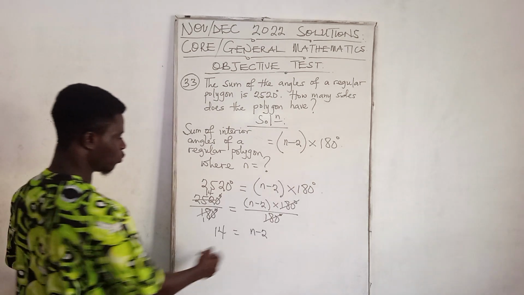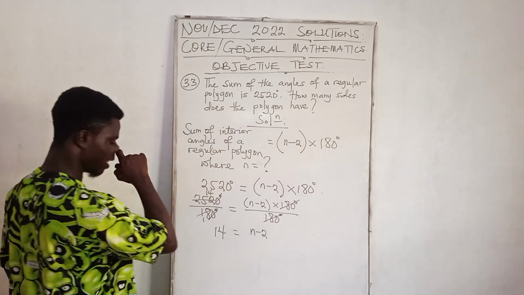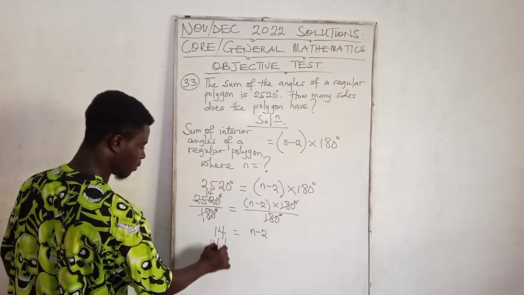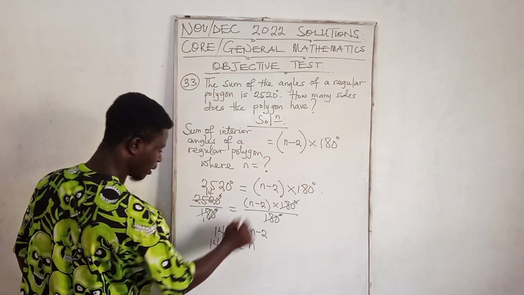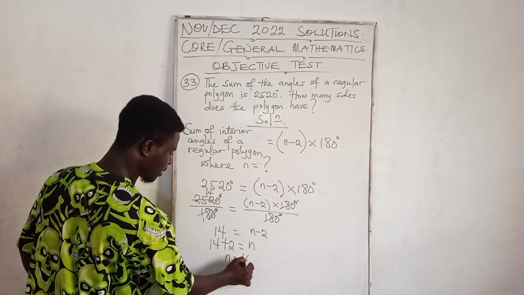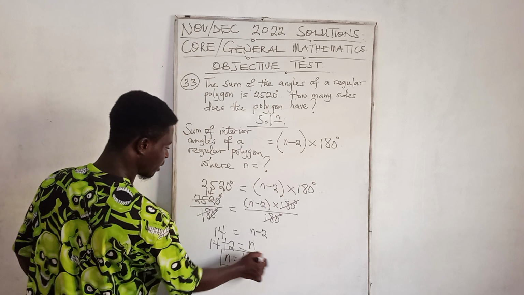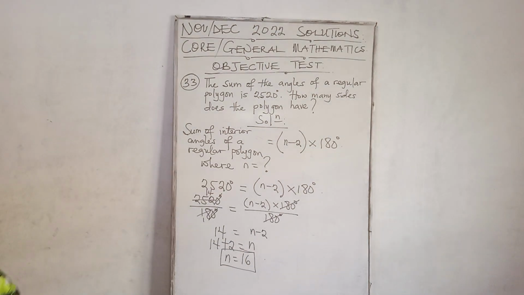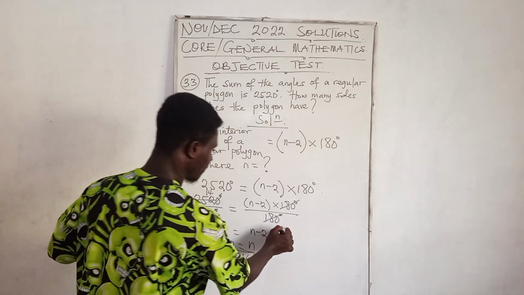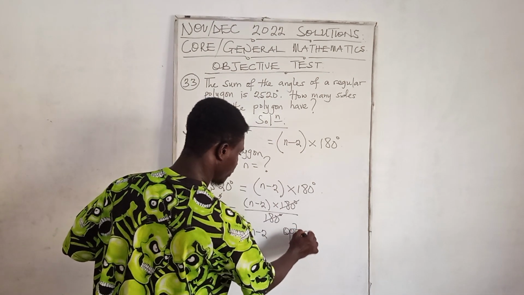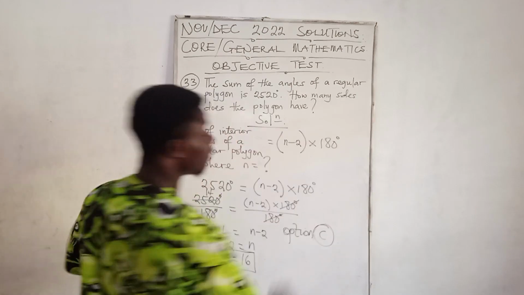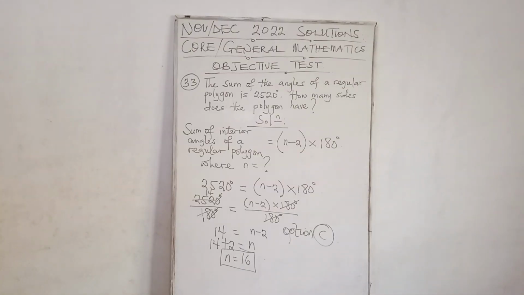So now what can we do? We send this minus 2 to the left hand side. So I get 14 plus 2 equals n. And my n is what? 16. My n is 16. So kindly watch it carefully. Our n is 16, which is option C for cat. Option C for cat.